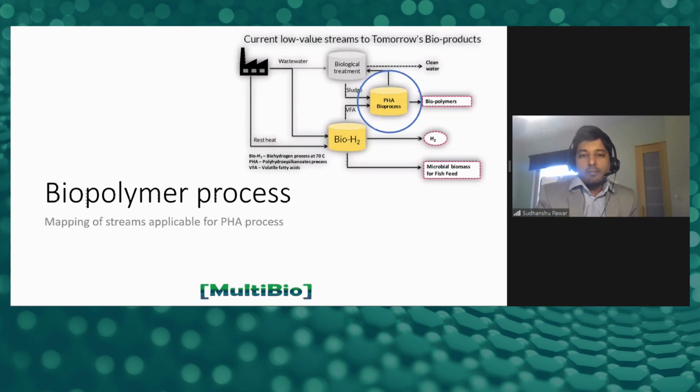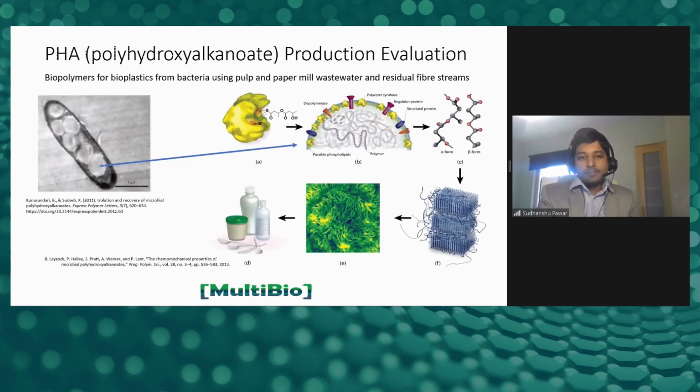Then going forward to the biopolymer process. As I mentioned earlier, the effluent of the biohydrogen process contains easily digestible acids, mainly acetic acid, and that is relevant for the PHA process. That was already evaluated in the project leading to this. So instead, our aim was to look at which streams could be applicable to the biopolymer process directly. Before jumping into that, a little bit of introduction to biopolymers.